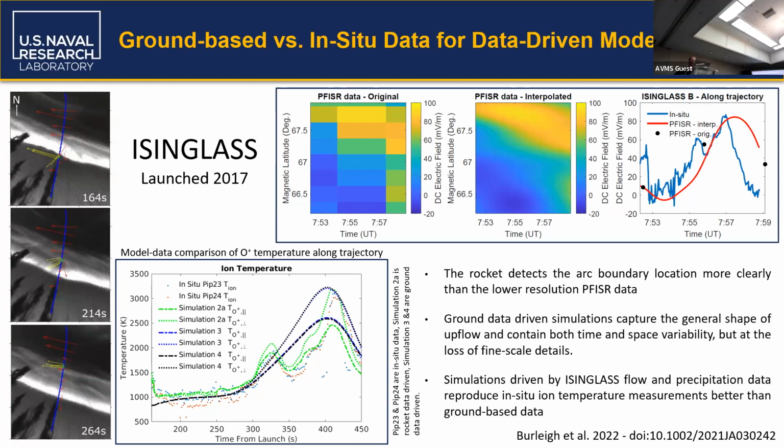And then if we just have a virtual rocket trajectory trace through that, we can then do a sanity check that the black dots are pretty co-located with the red line, which is the interpolated Fabry-Perot, which is trending the same as the blue line, which is the in situ rocket measurements.